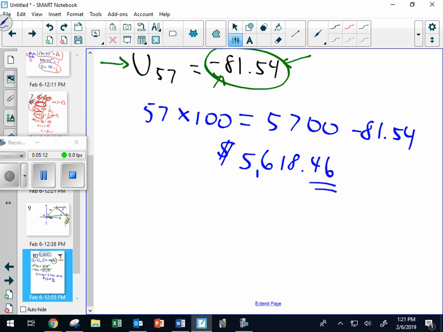I thought you borrowed $5,000. You kind of did, but then you paid them back. How much interest did they make? $618. You see why banks loan money? They made $600. Now, when you go to Best Buy, how do they make money?